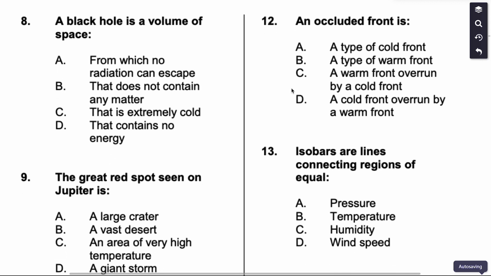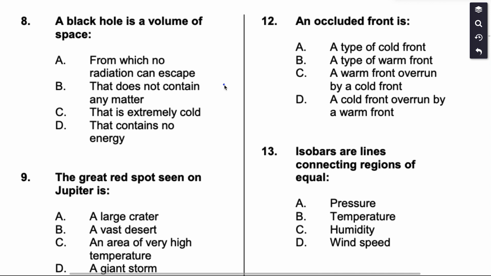A black hole is a volume of space from which no radiation can escape. Well, I know light cannot escape, so radiation must not be able to escape either. Option B says that does not contain any matter. It has to contain matter.